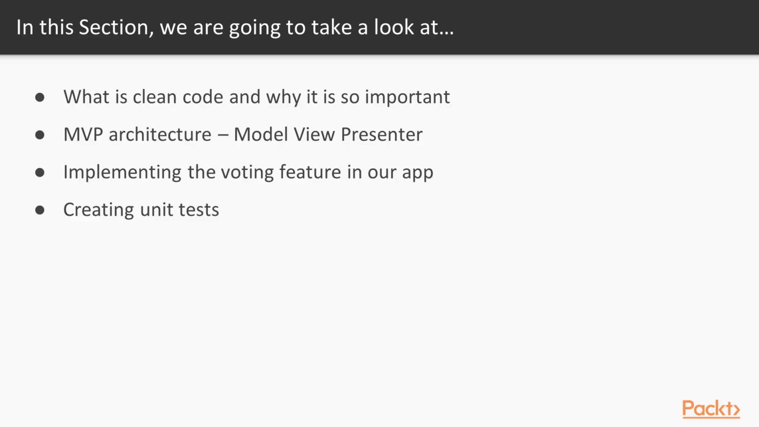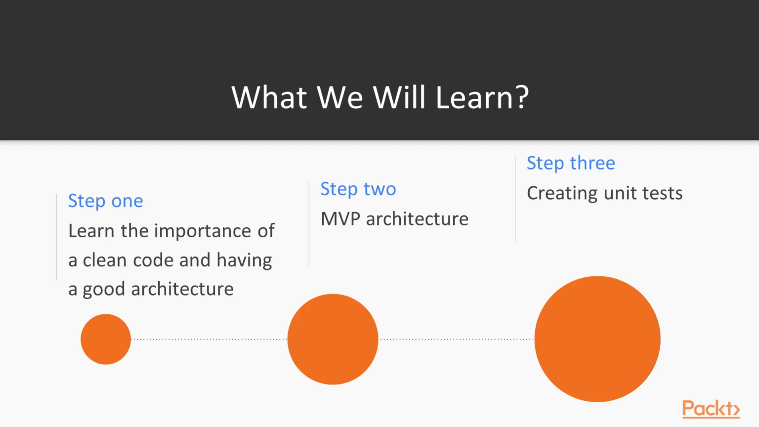In this section we are going to see what is clean code and why it is so important. Then we're going to talk about MVP architecture, the Model View Presenter architecture. We're going to implement the voting feature in our sample application. And finally we are going to create some unit tests. This is what we're going to learn.